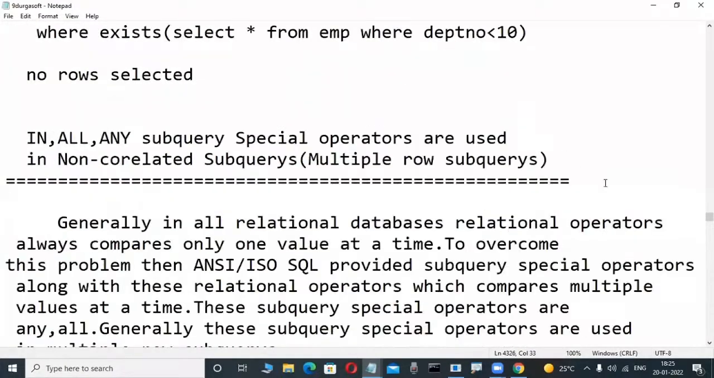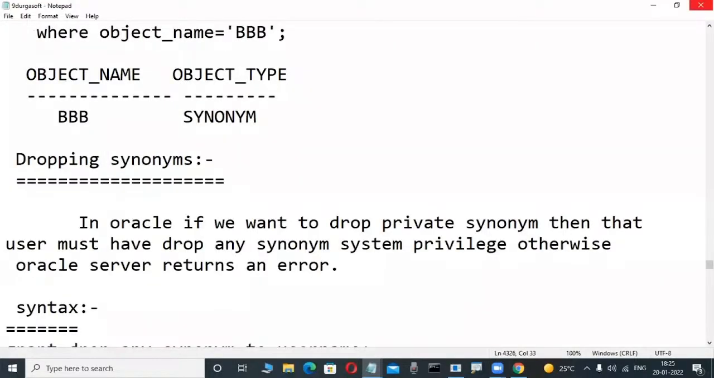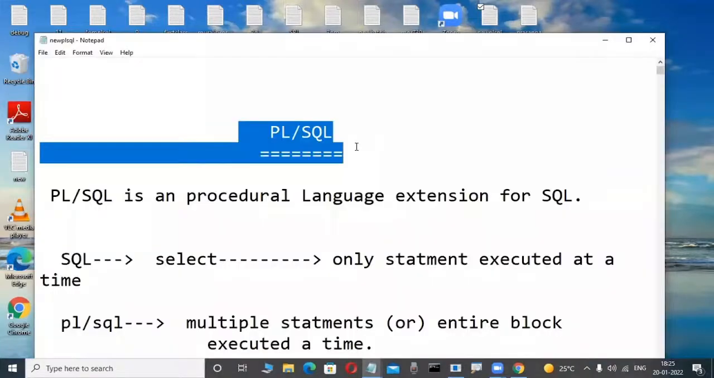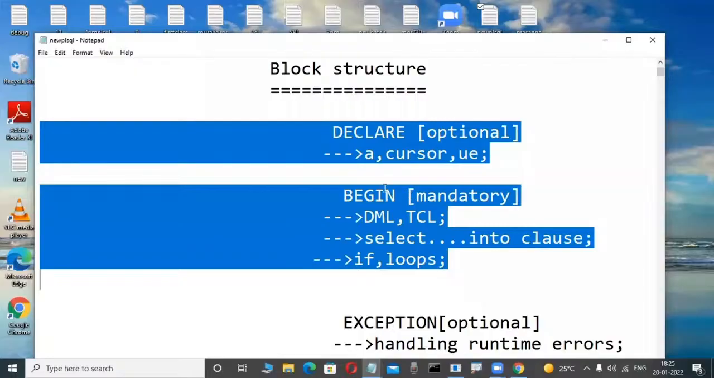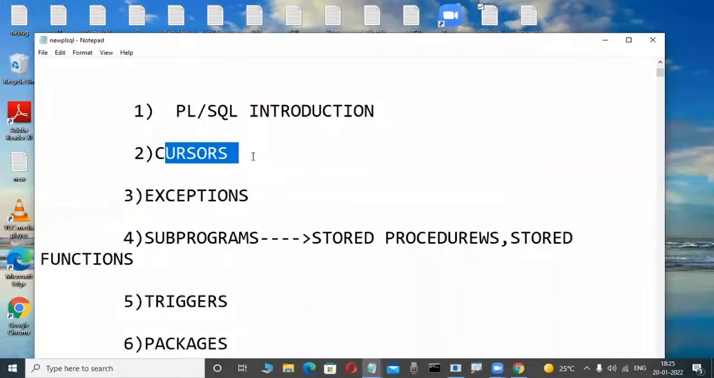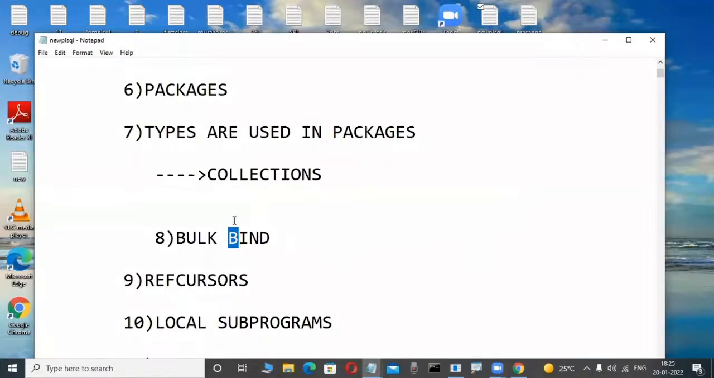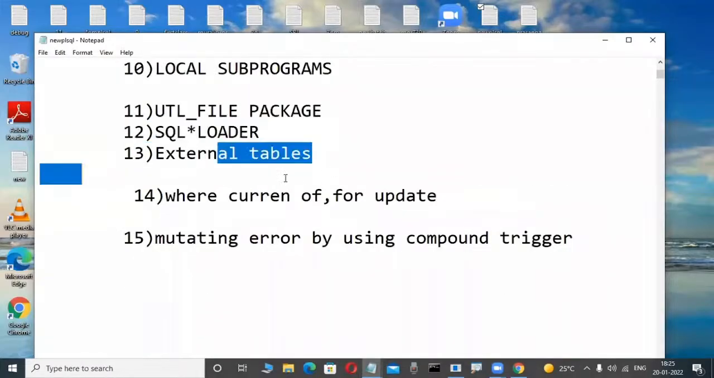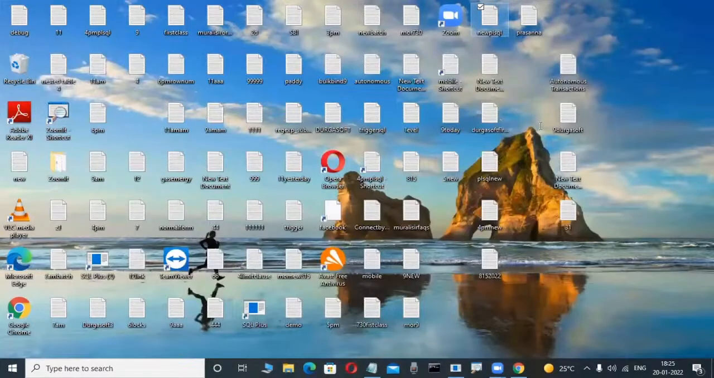Don't worry. Then database objects, so many things are there, and we are learning them. These are big concepts. Again, PLSQL means some little bit of coding is there. Don't be afraid. This is PLSQL. Here you are writing this type of coding. In PLSQL there are cursors, exceptions, stored procedures, stored functions, triggers, packages, types, collections, bulk bind, ref cursors, local subprograms, UTL file packages, SQL Loader, external tables, so many things like this. So much syllabus is there.